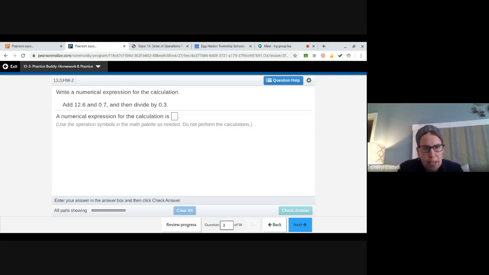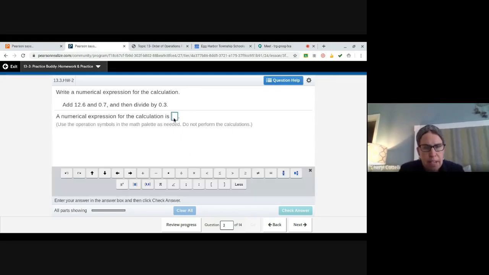All right, so we're to write a numerical expression for the calculation. So again, it didn't even say solve it, right? Or evaluate. We just have to write the math sentence. So add 12.6 and 7/10, and then divide by 3/10. Remember that period at the end is just a period, not another decimal. So we have to do something first, which means that we need to put parentheses.